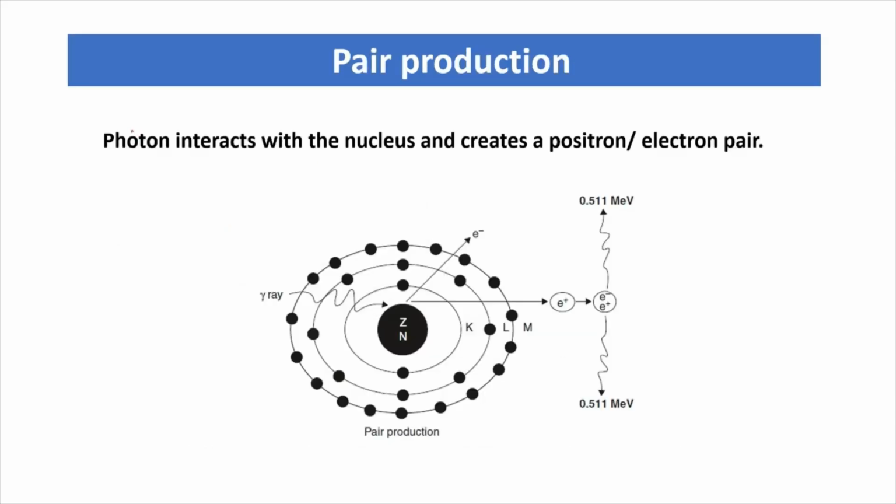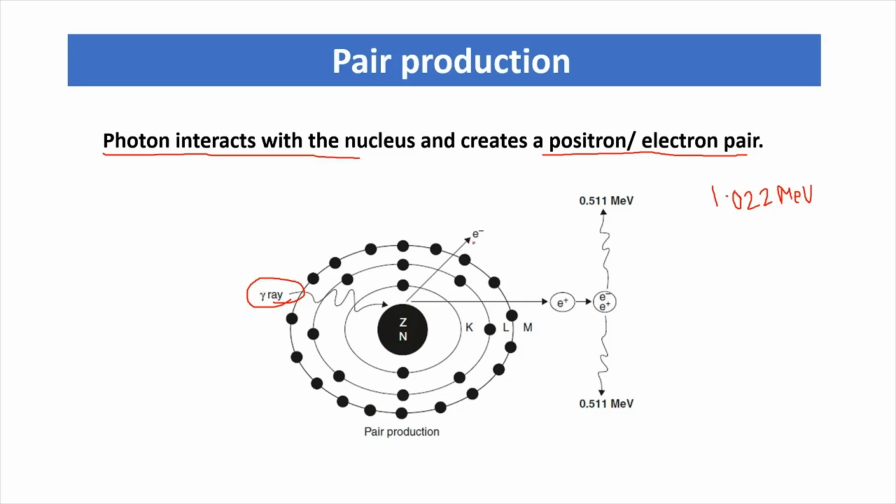For pair production to happen, the photon interacts with the nucleus and creates a positron-electron pair. And as we know from the previous set of lectures, for creation of a positron we must have a minimum amount of energy, and that energy is 1.022 MeV. And if energy is less than that, a positron will never be created. Fine. So this gamma ray photon is going to create the electron-positron pair. So this gamma ray must have energy more than 1.022 MeV, and after that only the positron-electron pair will be created.